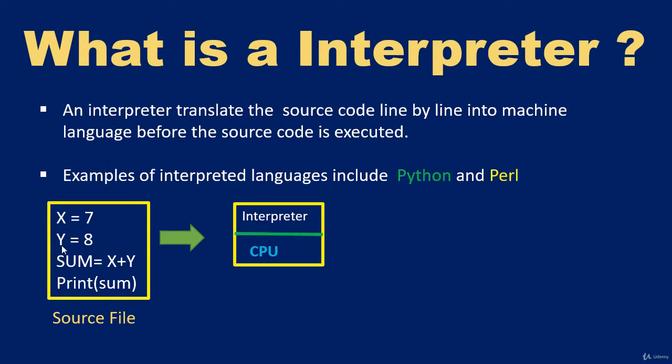Then y equals 8. It will translate or convert that and then run it. It does it line by line, in comparison to a compiler that compiles the whole code into machine code before it executes. In the case of an interpreter, it does it line by line, and then eventually it will produce the result.